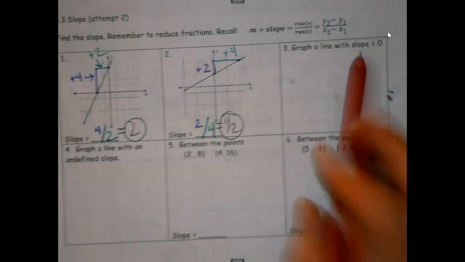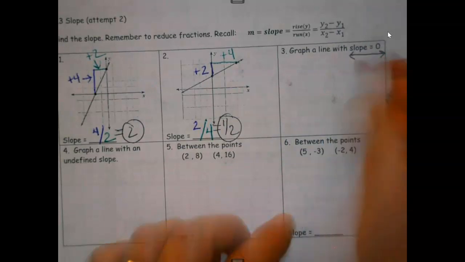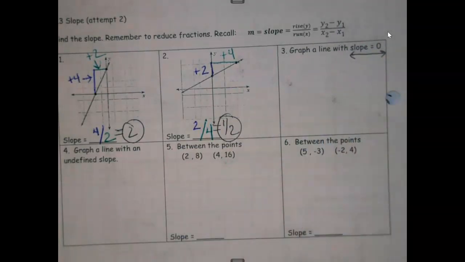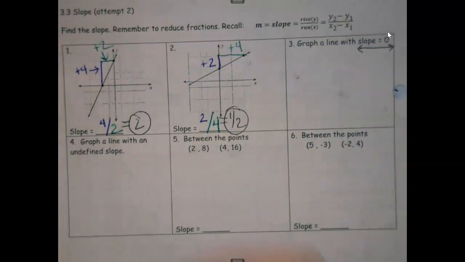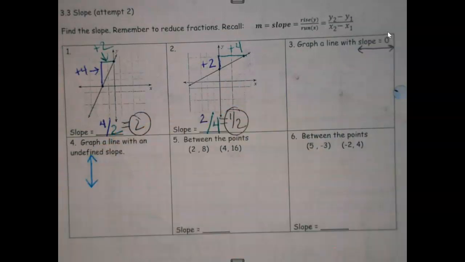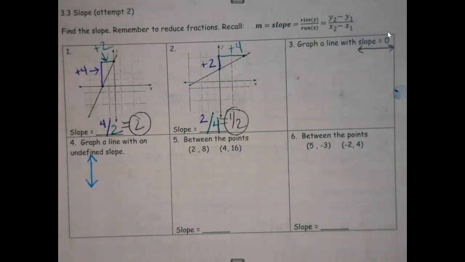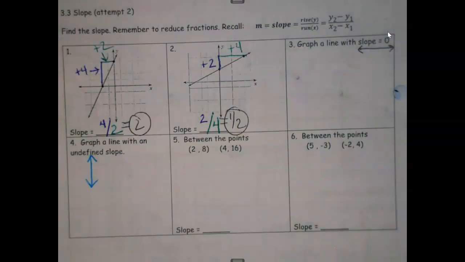Graph a line with a slope of 0. Slope of 0 means it's just going side to side. That's it. That's all you have to do. I don't even care if you draw a graph with it. If you show me it goes side to side, that's 0. You've got it in your notes. Undefined just goes up and down. And again, you have that in your notes, but oh, there it is. We've got that in the notes as well.